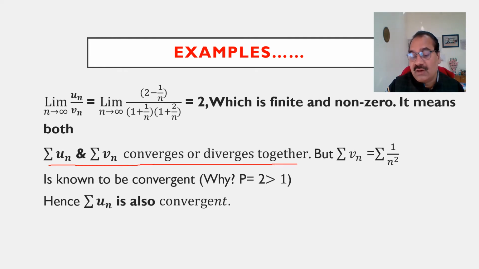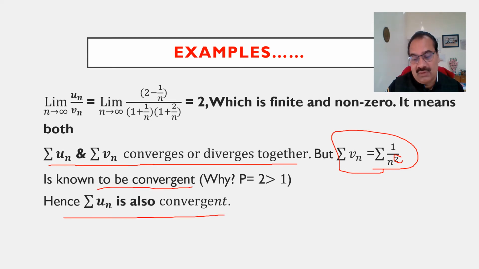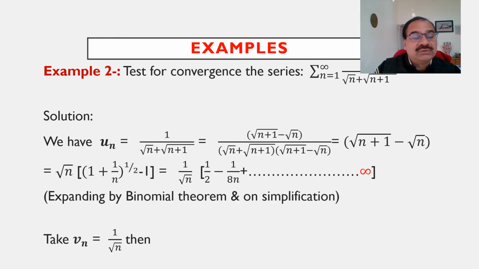But summation of vn equals summation of 1 by n square, the auxiliary series, and you know the p-series test. It is known to be convergent, because 2 is greater than 1. If p is greater than 1, the series is convergent. Hence summation of un is also convergent. If the auxiliary series is convergent, then un is also convergent. In this way you have investigated the nature of the series in this problem. Similarly, you can do the second problem.